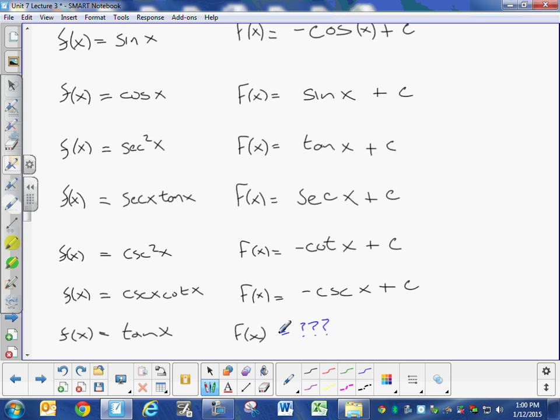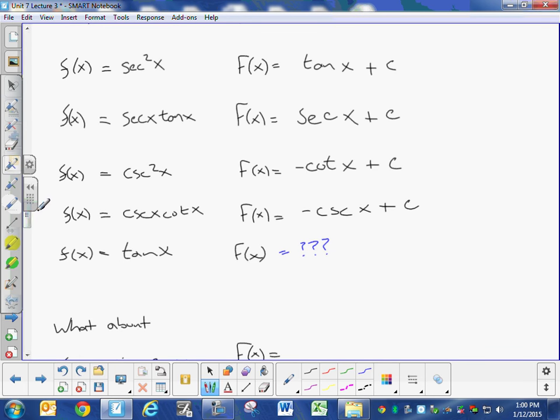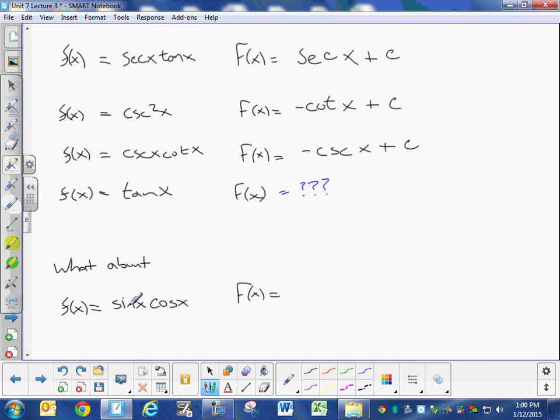This is difficult. I can't just pick any random trig function. Like, I don't have cosecant here. I don't have secant here. I really have the specific ones that I know from my derivative rules. So this is hard, even just finding the antiderivative of tangent. What about sine times cosine? Right? This is hard too.